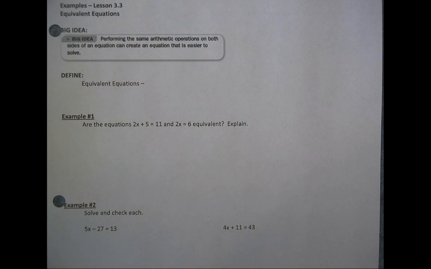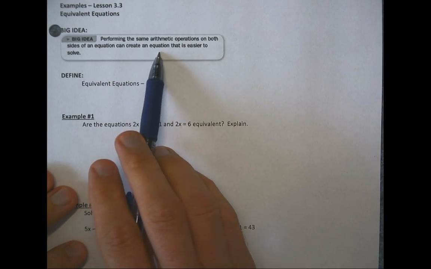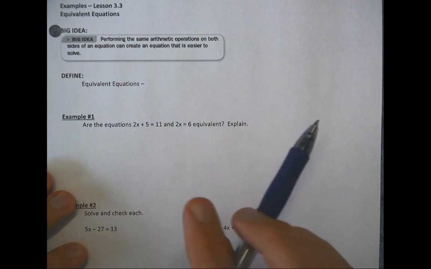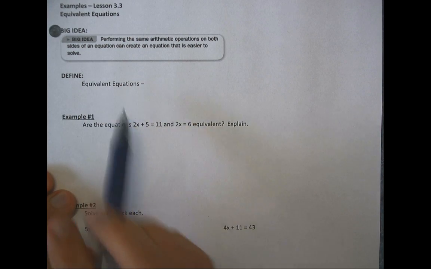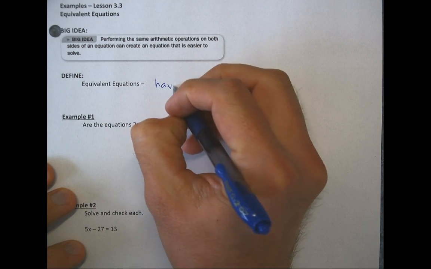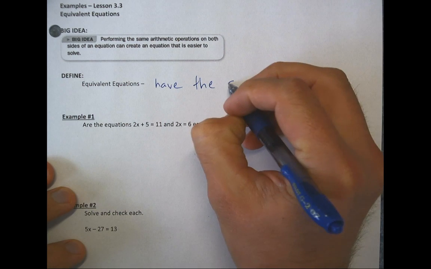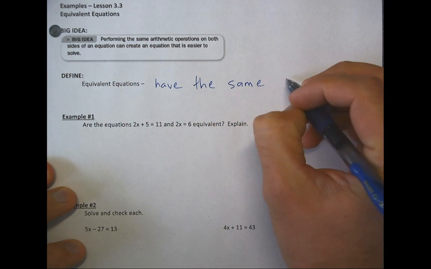And so we're allowed to subtract on both sides, add on both sides, multiply on both sides, divide on both sides, as long as you do the same thing on both. Okay, and that will create an equation that is easier to solve. So first of all, equivalent equations have the same exact solution.